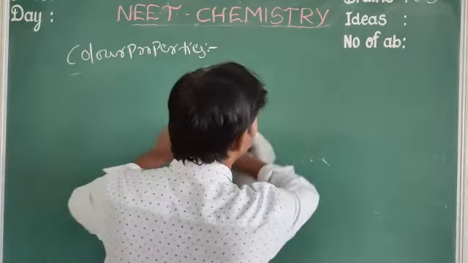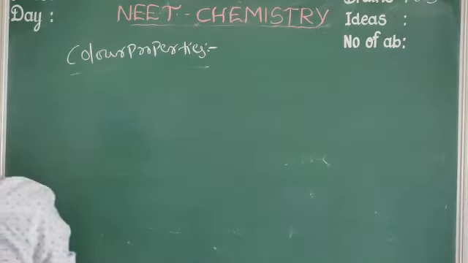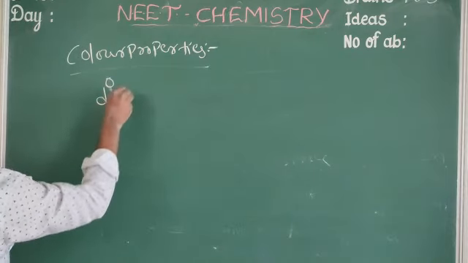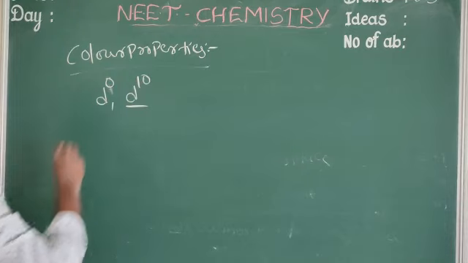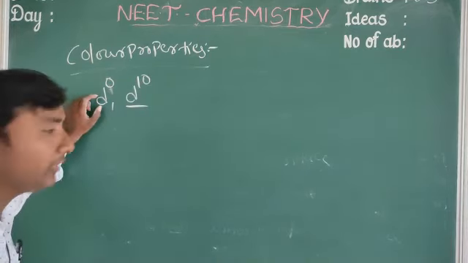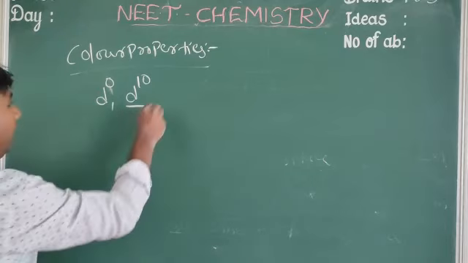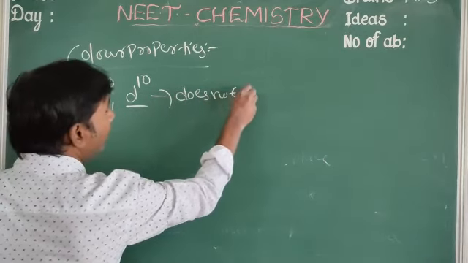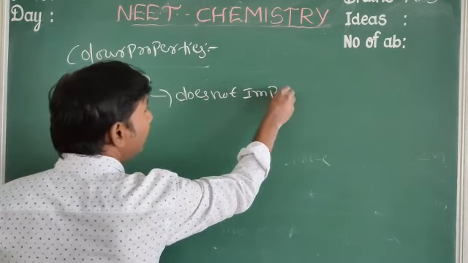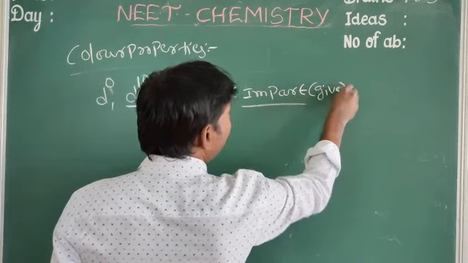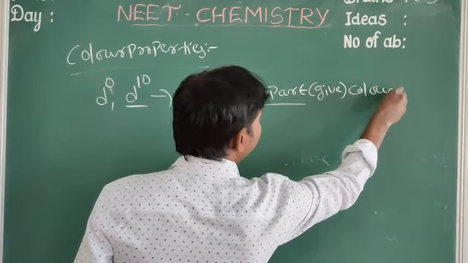Yeah, important one. D0, D10. D10 means completely filled. D0 means no electron in the d subshell. D0 and D10 do not impart color, they do not give color.